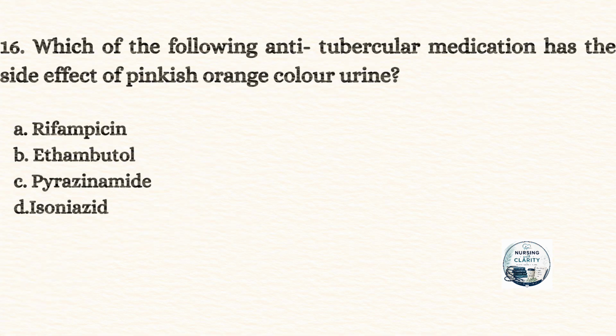16th question. Which of the following antitubercular medications has a side effect of pinkish orange color urine? A. Rifampicin. B. Ethambutol. C. Pyrazinamide. D. Isoniazid. The correct answer is A. Rifampicin. Rifampicin is known to cause pinkish to orange-red color in urine, sweat, tears, and saliva. This is a harmless side effect, but patients should be pre-informed to avoid panic.